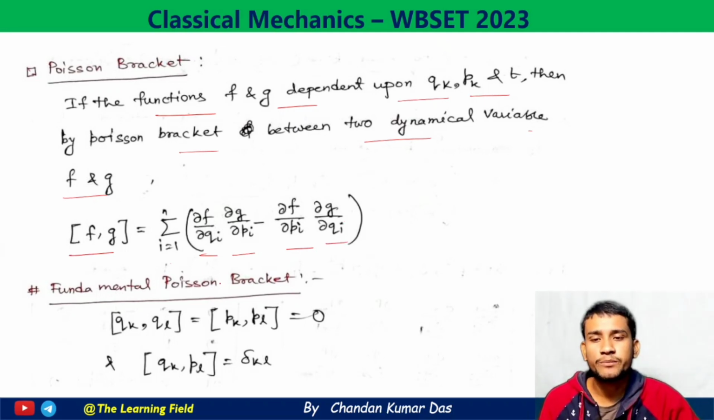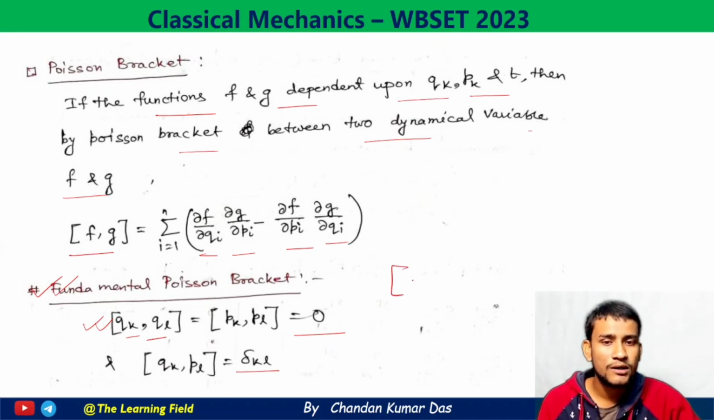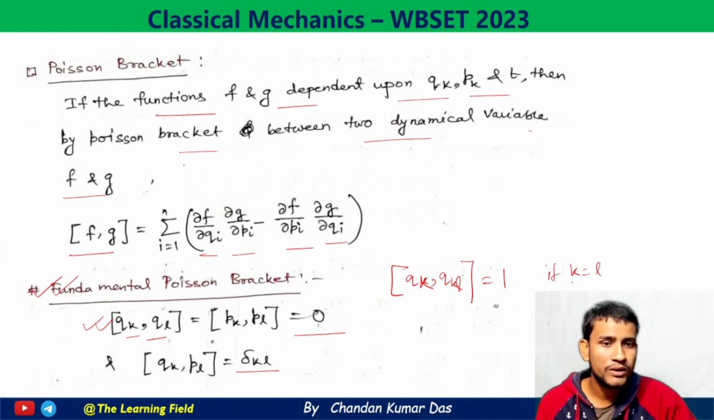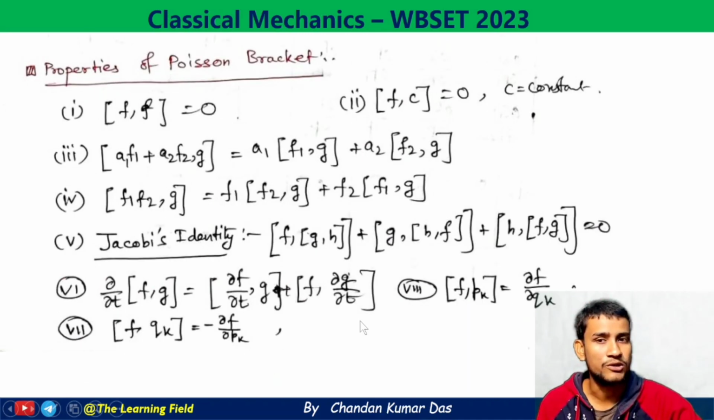Now the fundamental Poisson brackets: this is the definition, bracket of q_k, q_l. Therefore the bracket of q and q will be 0, the bracket of p and p will also be 0, and the bracket of q and p will be delta_kl. That means if we write [q_k, p_l], it is equal to 1 if k equal to l and 0 if k not equal to l. This is the definition of the delta function. Okay, this is the definition of the fundamental Poisson bracket.